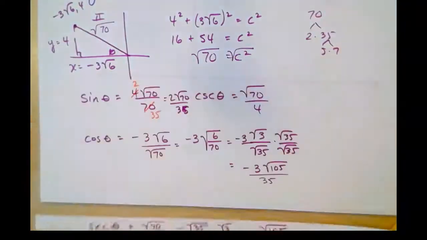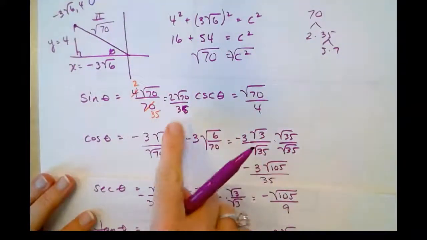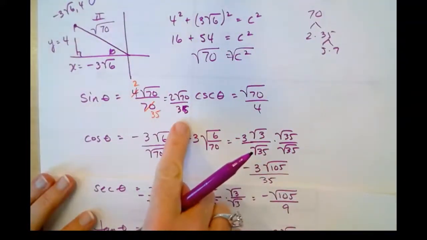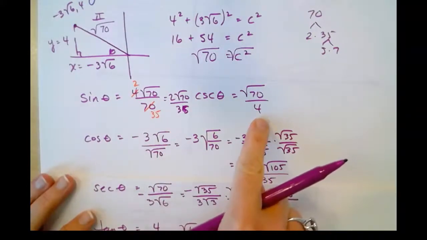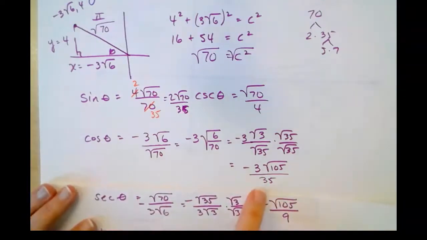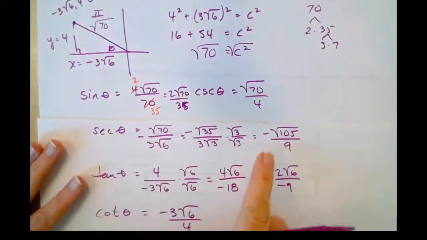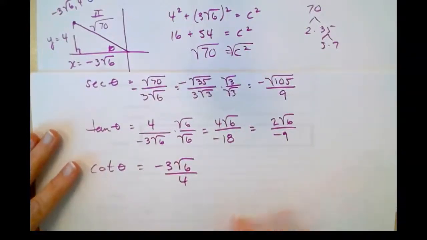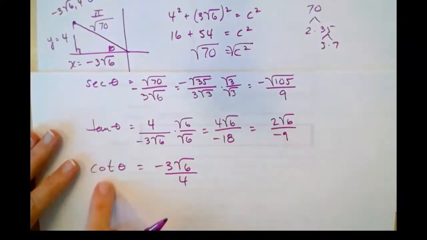So here are all of them. One more time. The sine right there, 2 root 70 over 35. The cosecant, the reciprocal, root 70 over 4. The cosine, negative 3 root 105 over 35. The secant, negative root 105 over 9. The tangent, negative 2 root 6 over 9, and the cotangent, negative 3 root 6 over 4.